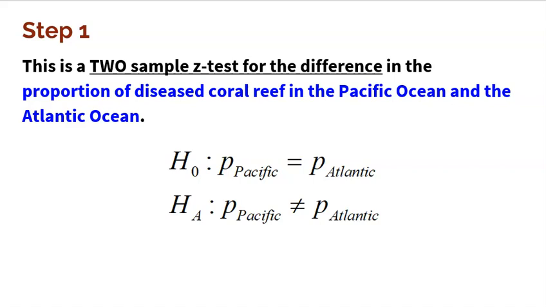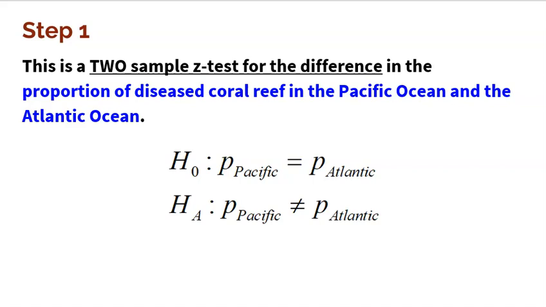And the alternative is what Jake believes. Jake truly believes that there is a difference. Jake never said that he thought that one ocean was higher or lower than the other. He just truly believes that there is a difference, which is not equal to. So this is called a two-sided test. So the big thing is at the end, we're going to have to double our p-value.